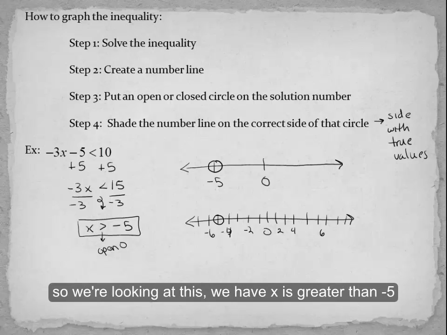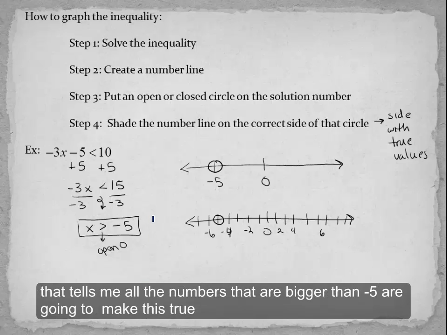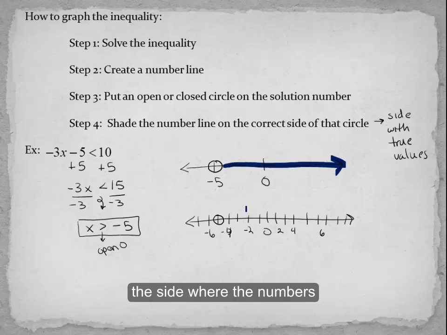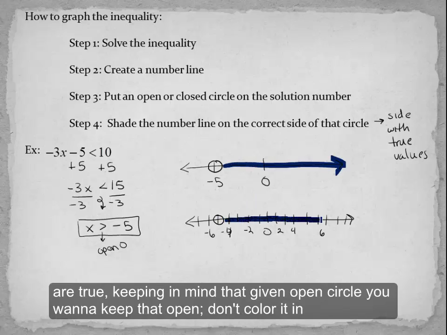So we're looking at this. We have x is greater than negative 5. Okay, that tells me all the numbers that are bigger than negative 5 are going to make this true. Over here we have negative 6, negative 7. Those are smaller than negative 5. And over here I have 0, 2, 7, greater than. So I'm going to shade the side where the numbers are true. Keeping in mind that if you have an open circle, you want to keep that open. Don't color it in.